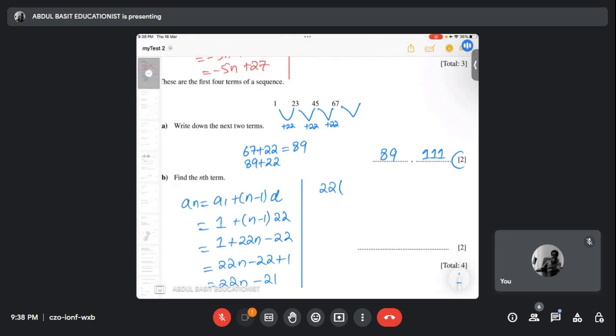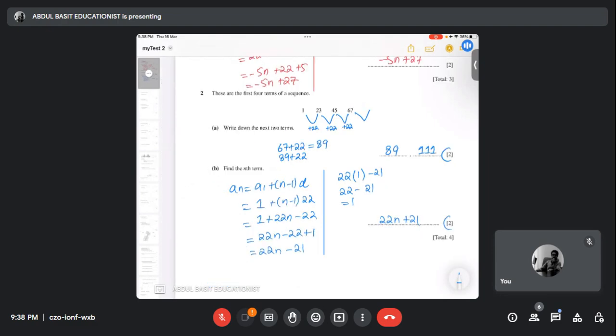Now let's check whether we made it correctly or not. Put 1 and see whether 1 comes. 22 into 1 minus 21. So 22 minus 21 is equal to 1. So it's correct. So the formula is 22n minus 21. That's 2 marks more in the past paper.